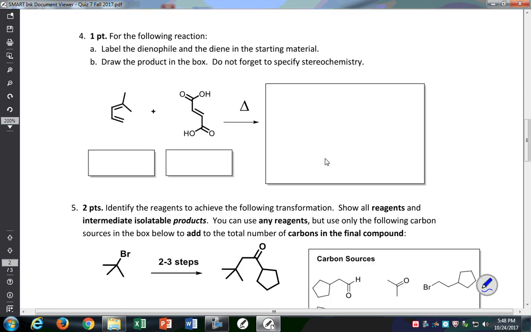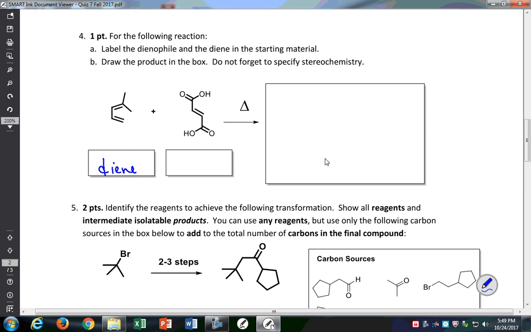Okay, this is really easy. Label diene, label dienophile. What does the term diene mean? 2 double bonds. So, this is my diene, because it has 2 double bonds. If I were to name it, it would be named a diene. That's how I would name it. I mean, the parent name would be pentadiene, because it has 5 total carbons.